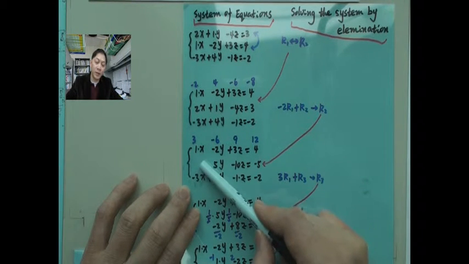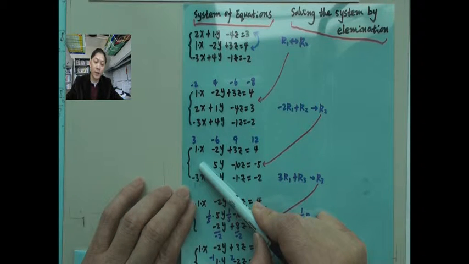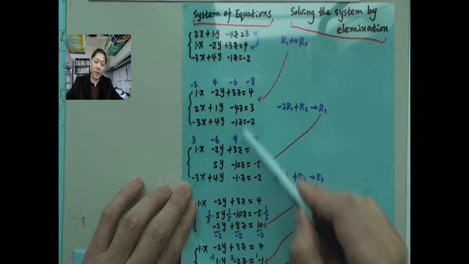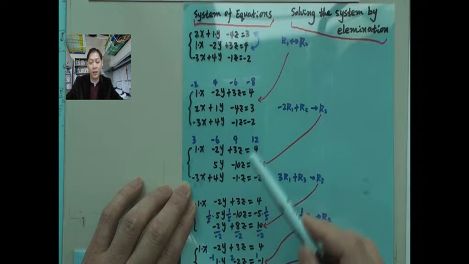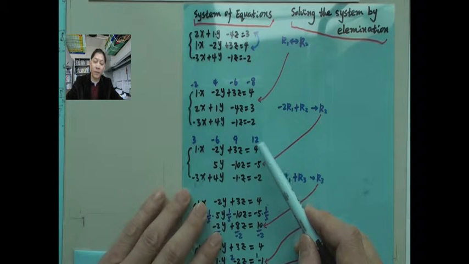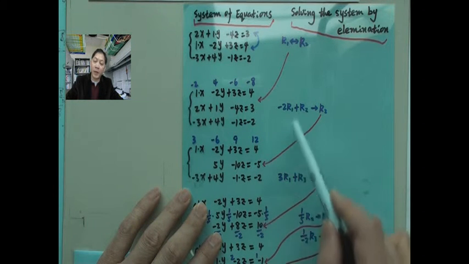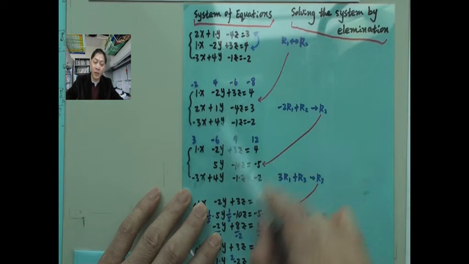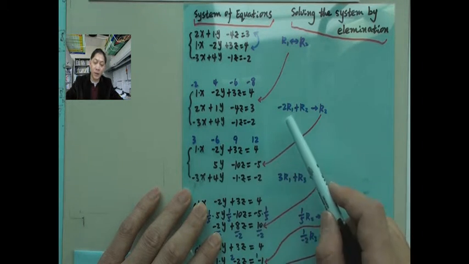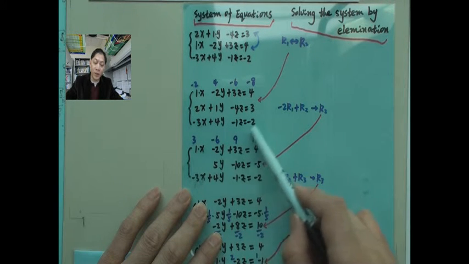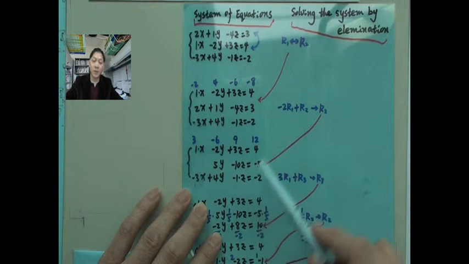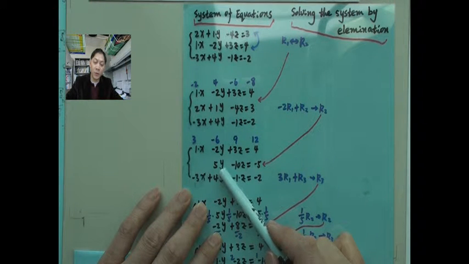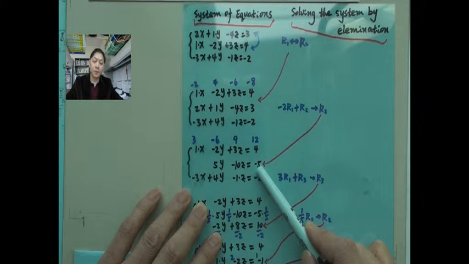So x disappeared, eliminated. Now how about this x? From this equation to this equation, only the second row is changed. The first equation is not changed, so we keep it. The third equation is not changed, so we keep it. The only change was to row 2.